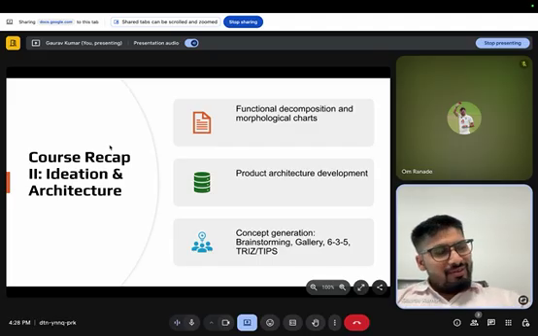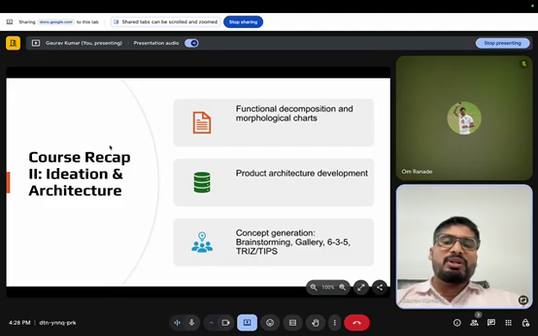Week 12 integrates these ideation principles into the concept scoring framework, showing how creativity and systematic evaluation complement each other. Effective scoring relies on a rich pool of ideas generated through these early stages.